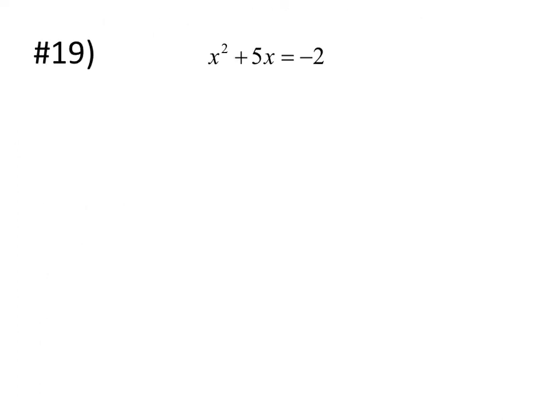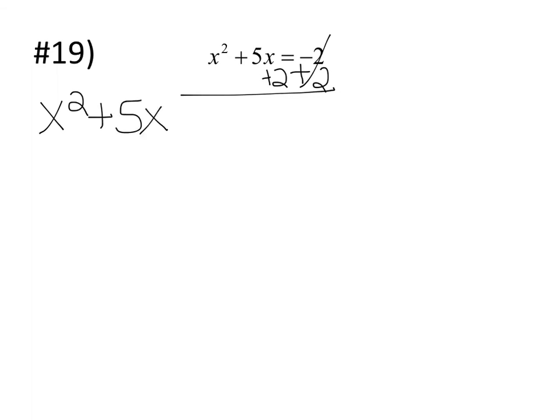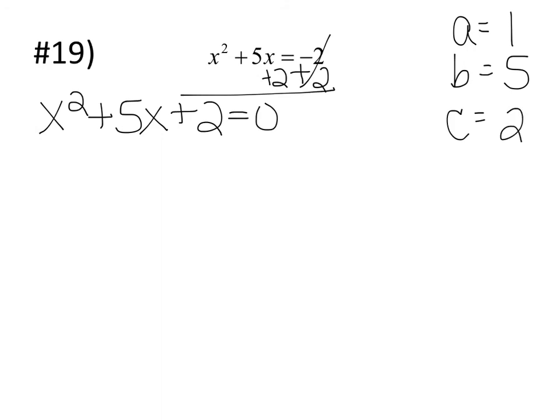Okay, number 19 says, x squared plus 5x equals negative 2. In order to be able to use the quadratic formula, I have to be in standard form. So I'm going to add 2 to both sides, which gives me x squared plus 5x plus 2 is equal to 0. A is 1, B is 5, and C is 2. All positive numbers this time.